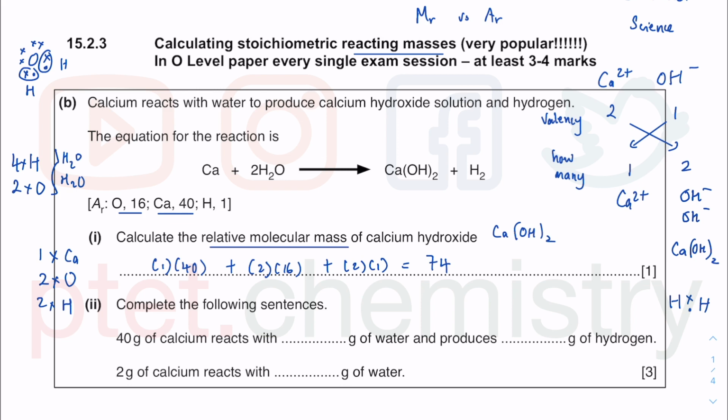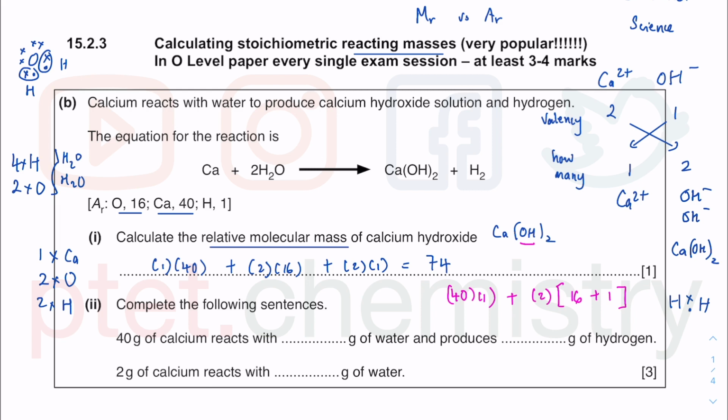You can also do it another method. You can compare the thing inside the bracket. So you can do 40 times 1, which is for the 1 calcium. And then you have 2 of everything in the bracket, so 2 times everything in the bracket. Inside the bracket, I've got 16 times 1, and 1 times 1, because I've got 1 oxygen and 1 hydrogen. So I could also do this.